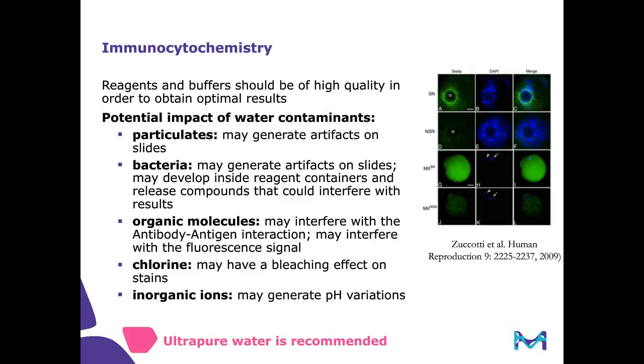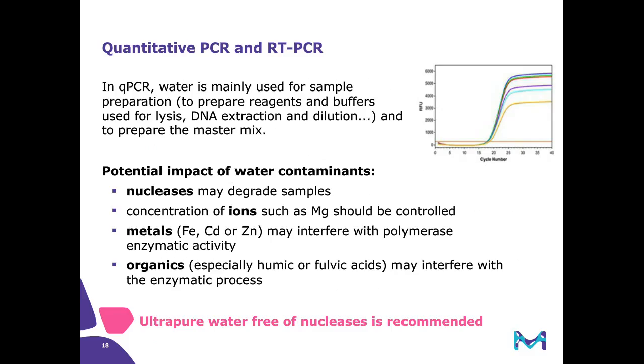One last technique I wanted to discuss briefly that is used also in Dr. Zuccotti's lab is quantitative PCR. And here, of course, the most important contaminant to take into account is nucleases, as well as ions such as magnesium, of course, which is always very important for PCR. And some metals as well may interfere with the polymerase activity. Some organics may also interfere with the DNA or with RNA.